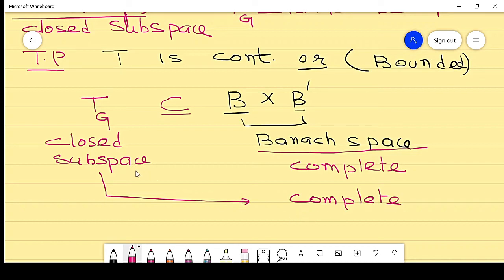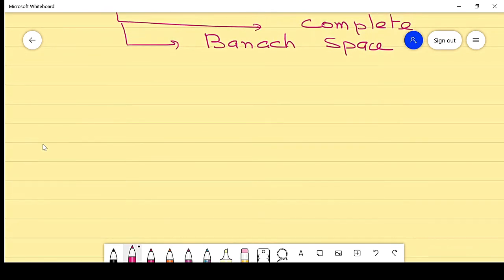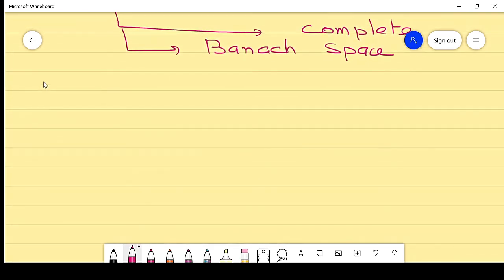If it is complete, then it will act as a Banach space, because it is a part of a normed space. Now it is complete, so this acts as a Banach space. So it was already a normed linear space and closed. Since a closed subspace of a complete metric space is complete, it will act as the Banach space.